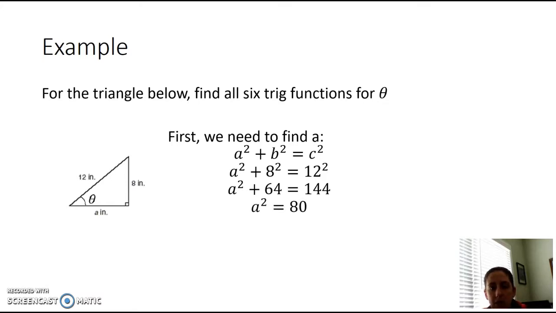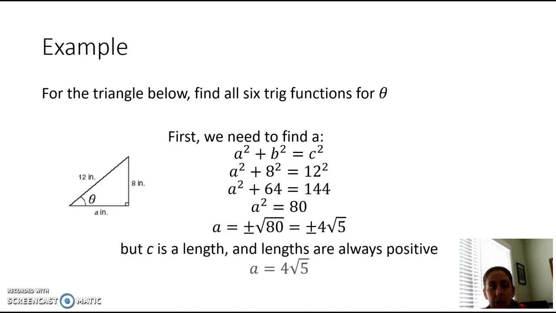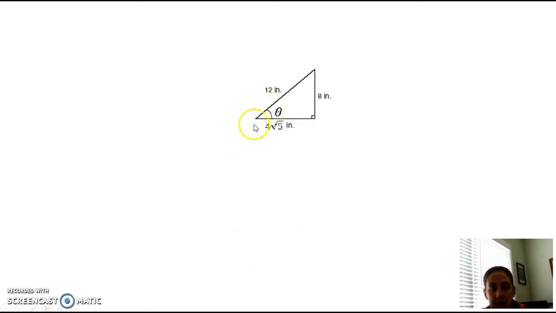So here we get a squared equals 80. And again, when you take a square root to solve, you have to take plus or minus. You get plus or minus the square root of 80, which reduces to 4 square root of 5. But since a is a length, then we only have to take the positive. So now we can relabel this triangle where we have this missing length right here, 4 root 5.